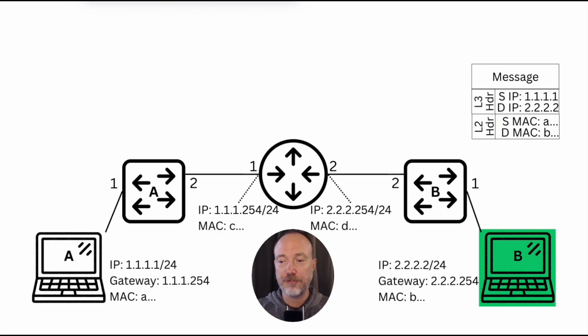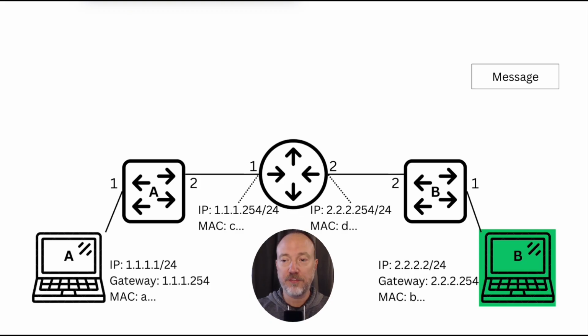bits, reconstructs the frame, and looks at the layer 2 header here and sees that this frame has a destination MAC address of B. Well, PC B looks at its own MAC address and says, hey, I have MAC address B. So it has reached its layer 2 destination at this point. So PC B can remove the layer 2 header, and then it begins inspecting the layer 3 header. It sees that this packet has a destination IP address of 2.2.2.2. Well, PC B happens to have that IP address, so this packet has reached its layer 3 destination.